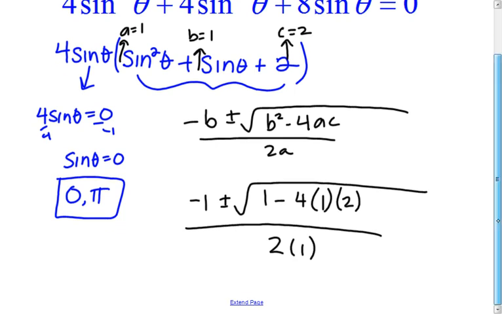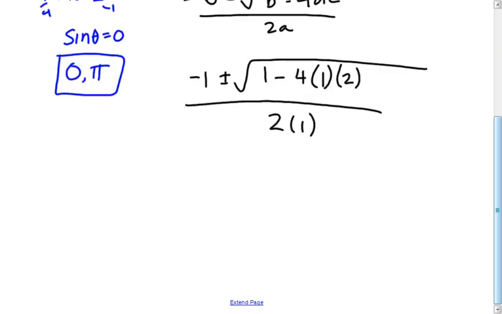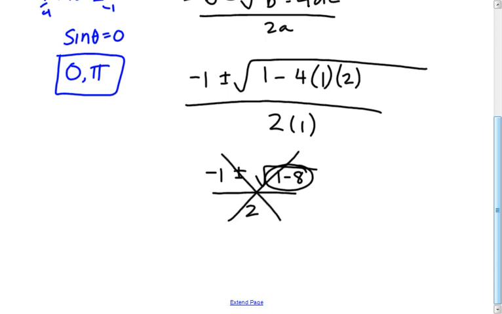Then when I do this on the inside of the quadratic formula, it does not work because I have negative 1 plus or minus, and then I have 1 minus 8 in here, which of course gives me a negative number, and you can't have a negative underneath the radical. So that part is no solution, and the only solution then is to have 0 and pi.